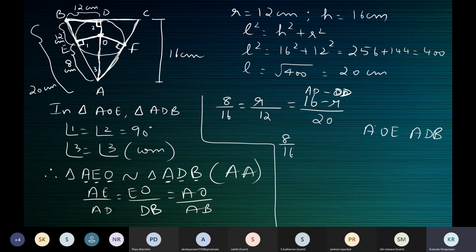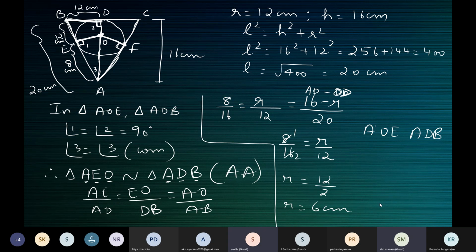I'll do this one. 8 by 16 is equal to R by 12. 8 ones are 8, 8 twos are 16. So on cross multiplying, you get R is equal to 12 by 2. So the radius of the sphere is 6 centimeters. Please write down, children. We haven't finished the answer, but write down so far.